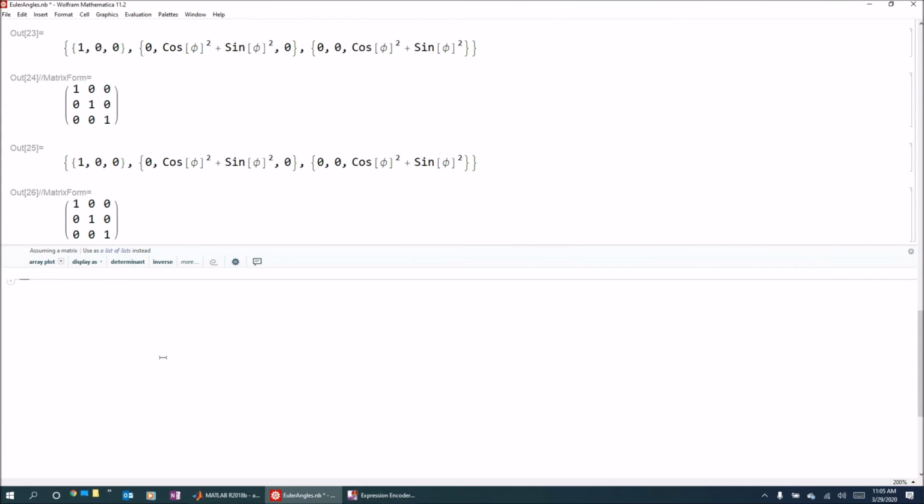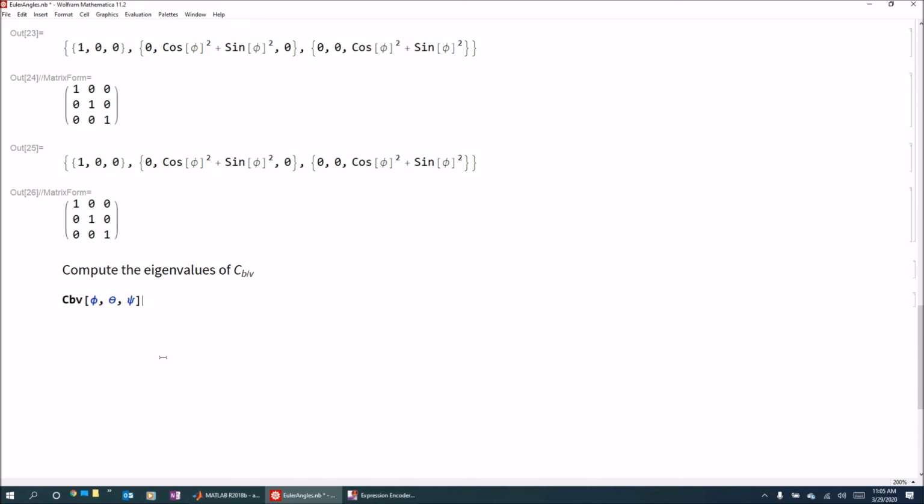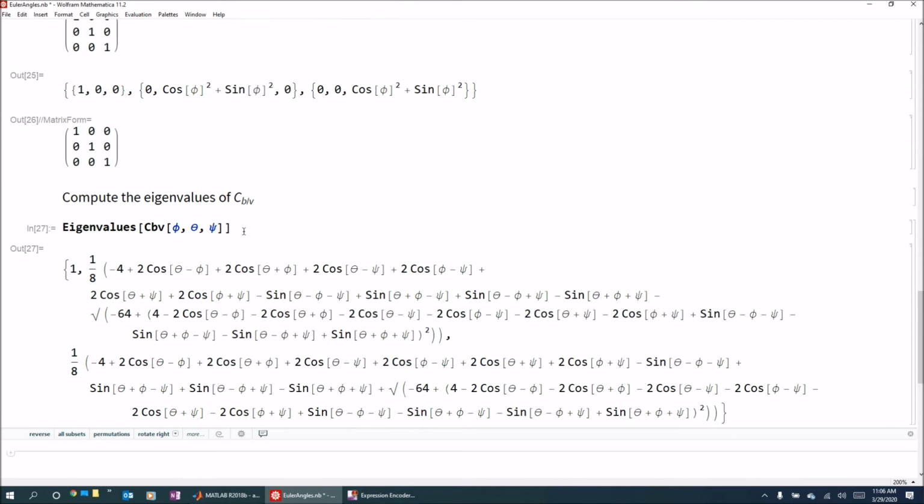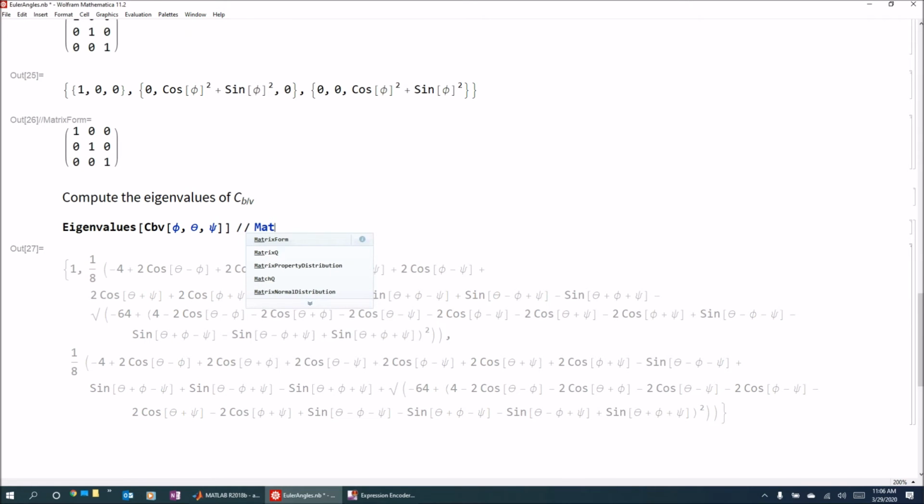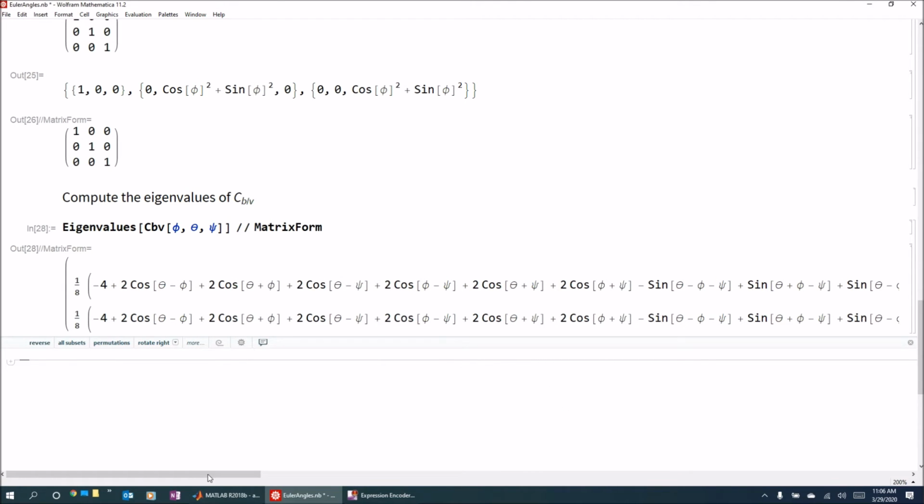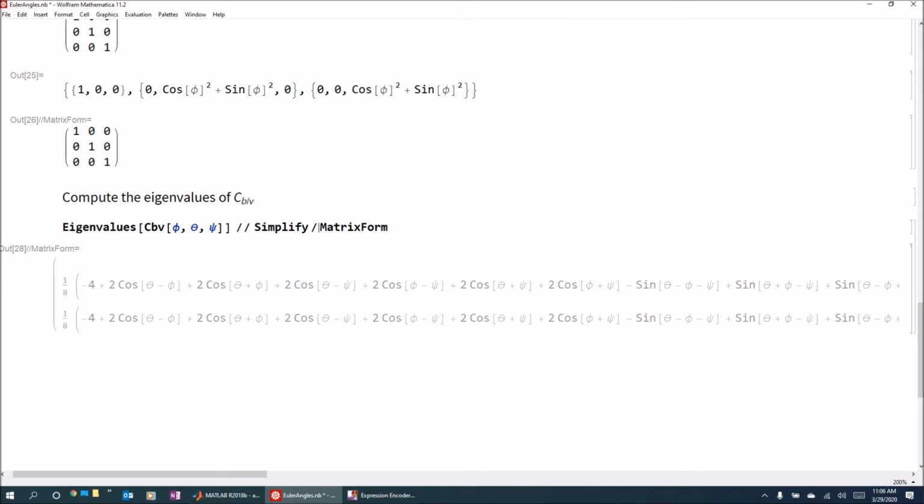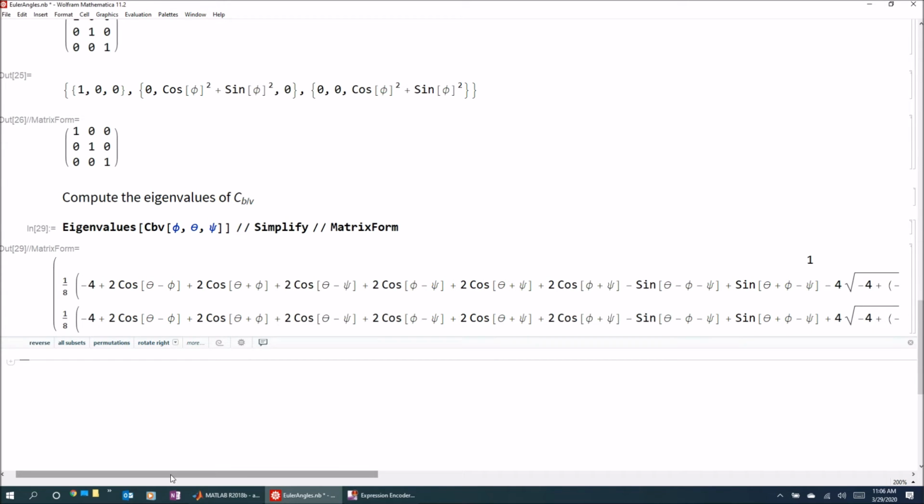All right, so just continuing on with our Mathematica notebook, let's now compute the eigenvalues of CBV. This was our matrix, so let's ask Mathematica to calculate the eigenvalues of this thing. And as you can see, that appears to be not super pretty, but you know what's interesting? If we look at this as a list, let's simplify this, because maybe that'll make it a little bit smaller. Well, it's a little bit smaller.